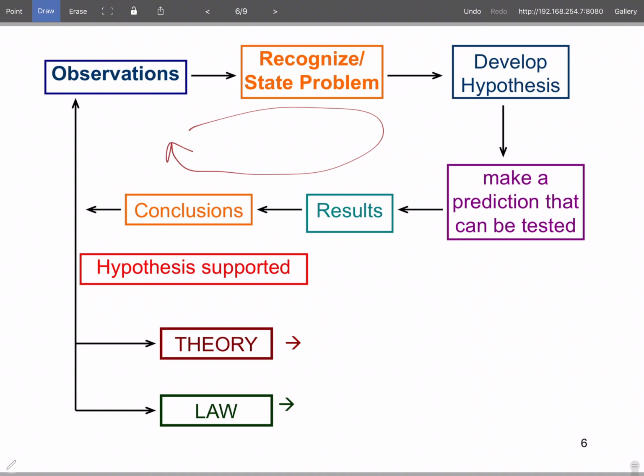And so the thing about it is, if it wasn't supported, we went back to the observations and went back around. But if it is supported, then over time we end up with a theory, and the theory is a model that explains the behavior.